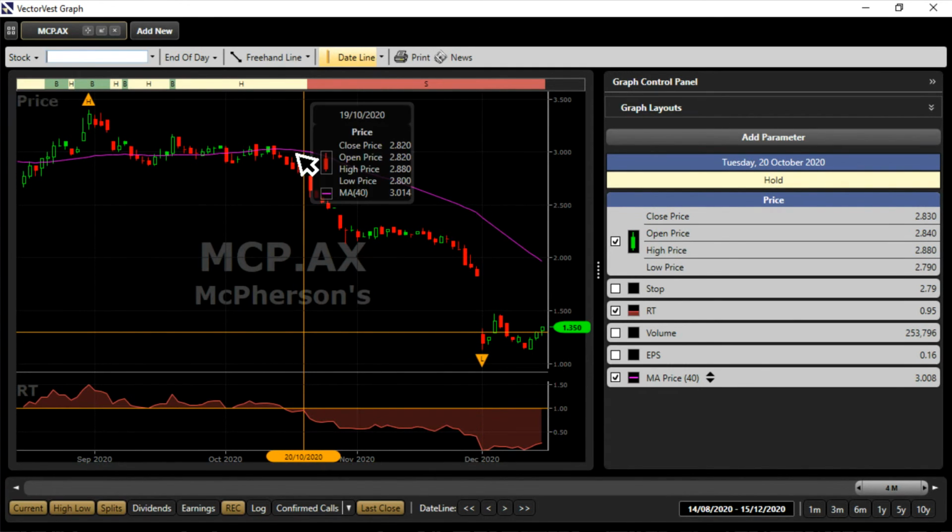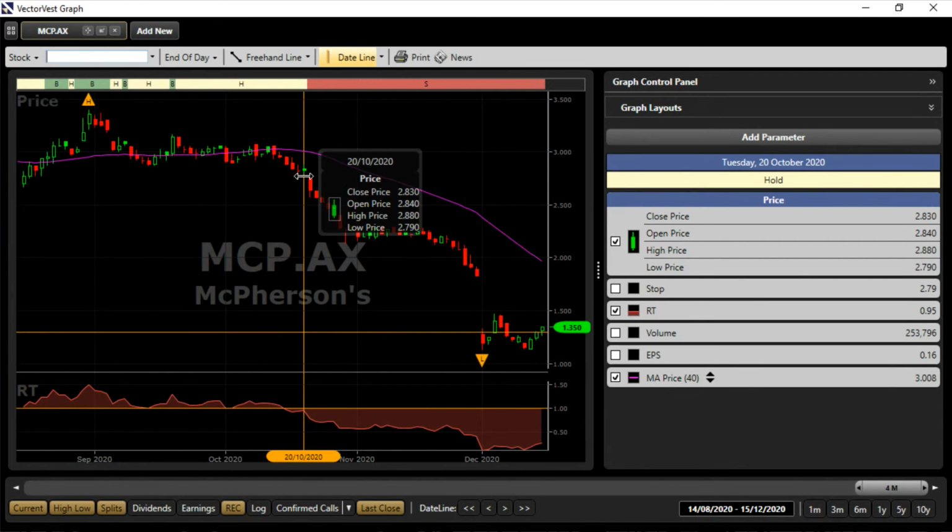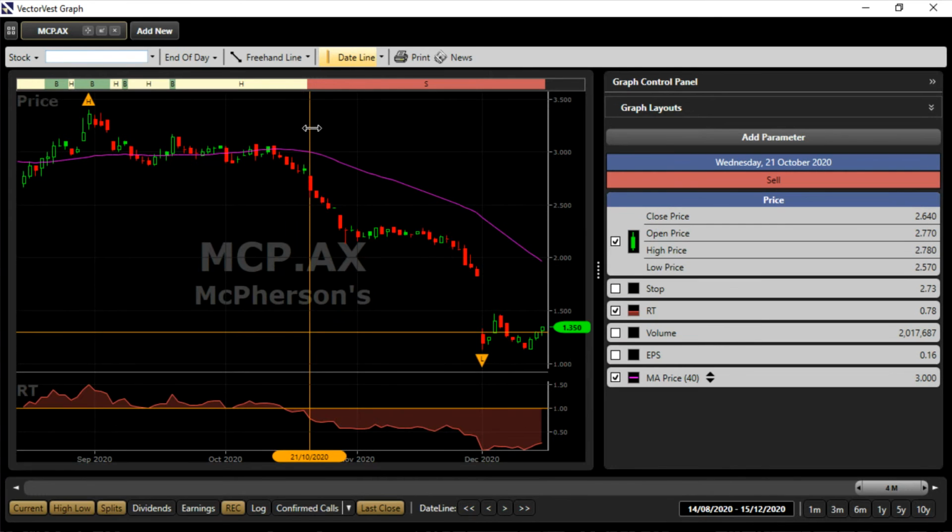Step 2, through the 40-day moving average. Yep, smashes through the 40-day moving average. Step 3, RT below 1. Yes, just broke below 1 there. And we can wait until step 4 if you want. Rec equals sell. Now at that point there, what are you still doing holding on to that stock? All 4 steps are against you. There it was. It lit up like a Christmas tree. There it is. All 4 steps.